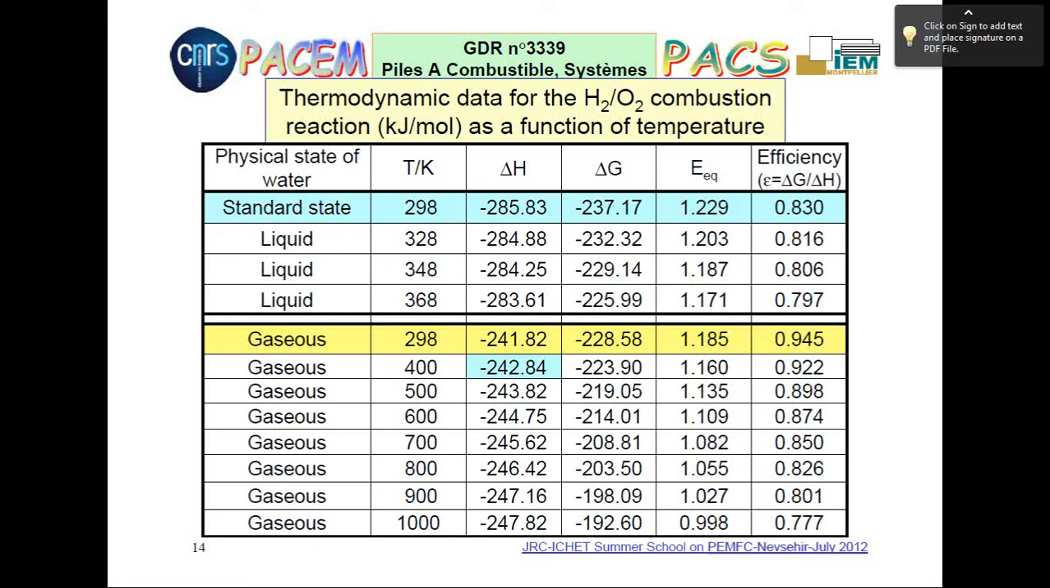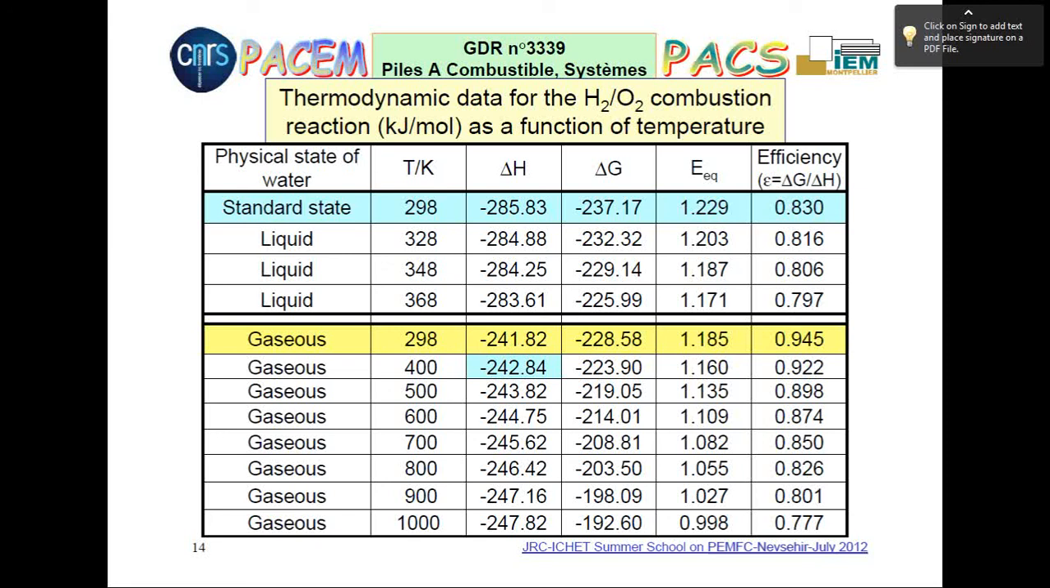Okay. And liquid water is below 100 degrees, and then you have gaseous water. So the key point is, on the standard state, you have liquid water. And if you take the figure, which are again recorded in a blue color, you get this relatively high efficiency, 0.83. 83% efficiency.